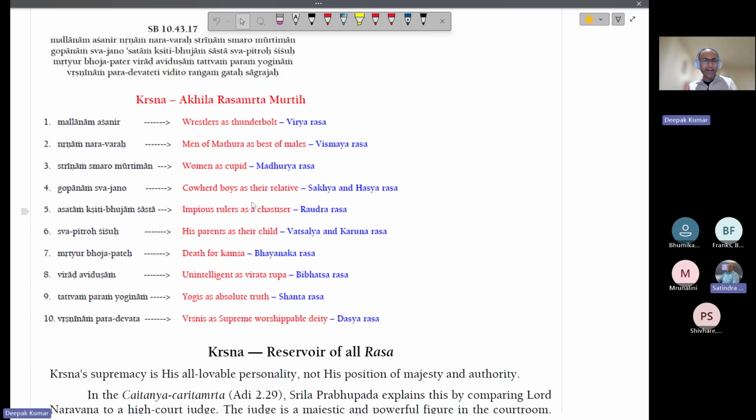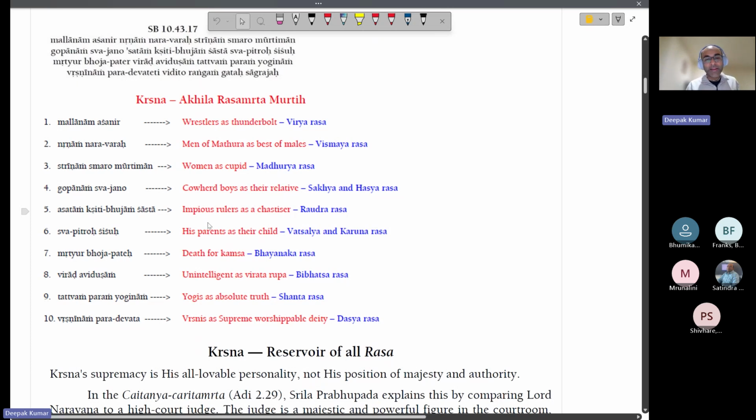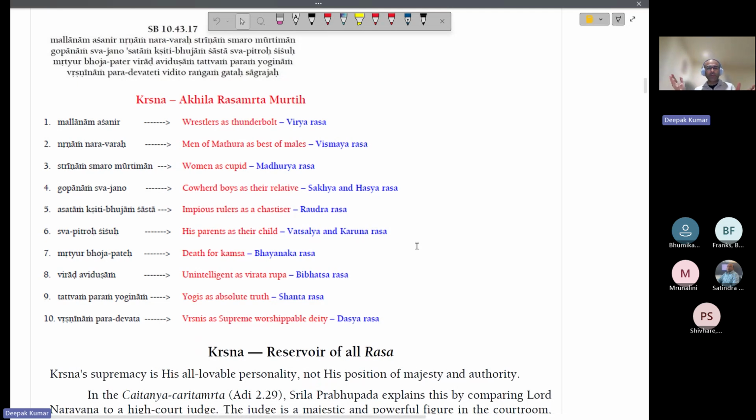Happiness. Humor? Humor. Laugh? Humor. Okay, yes. Okay, then Raudra Rasa, impious rulers as a chastiser. So those people who are impious are thinking, man, these people are getting killed like anything. What's going to happen to me? So they are scared. Raudra, like they're seeing how he's destroying everybody.